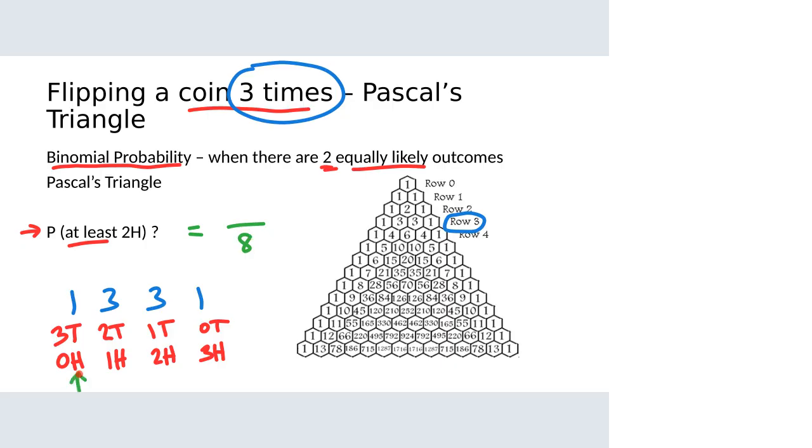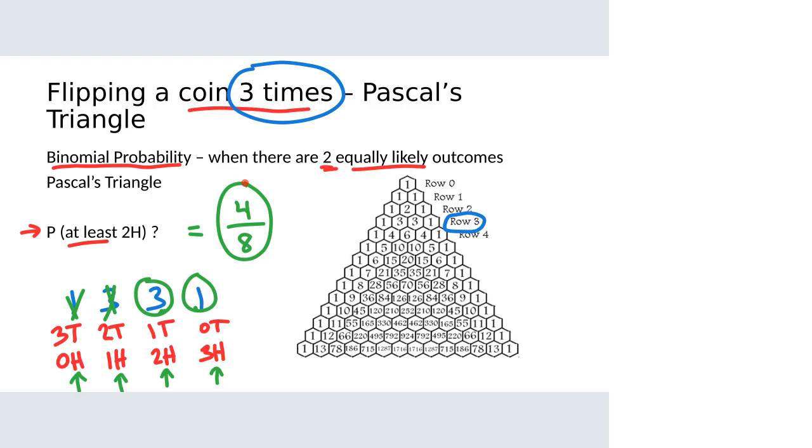Well, this one has no heads, so that's no good. This one has 1 heads. That's not enough. This one has 2 heads, okay. This one has 3 heads. At least 2 means 2 or more, so we want to count those 2. So we'll add those together. Those 3 successes plus that 1 success means the probability of getting at least 2 heads is 4 out of 8.